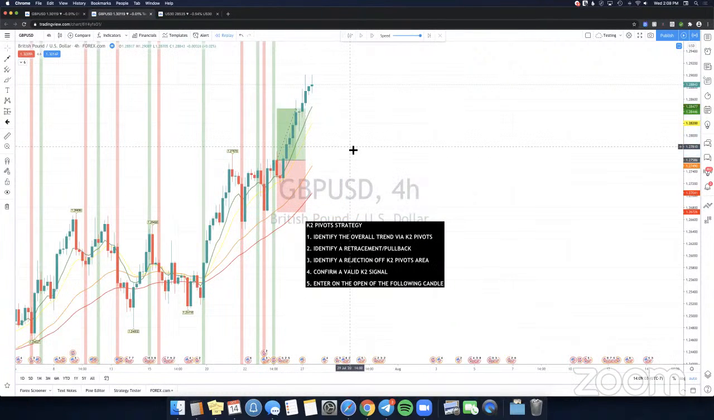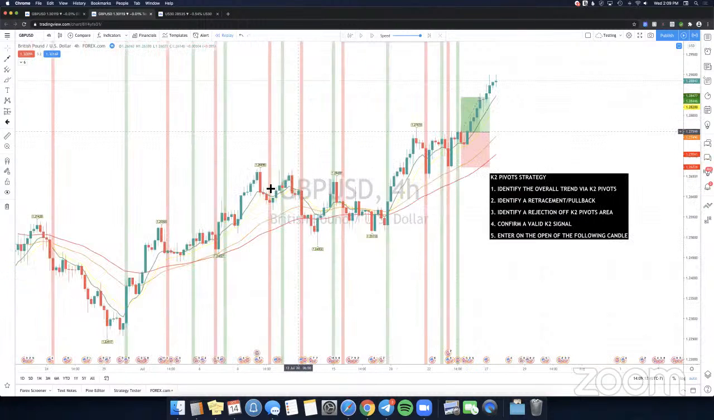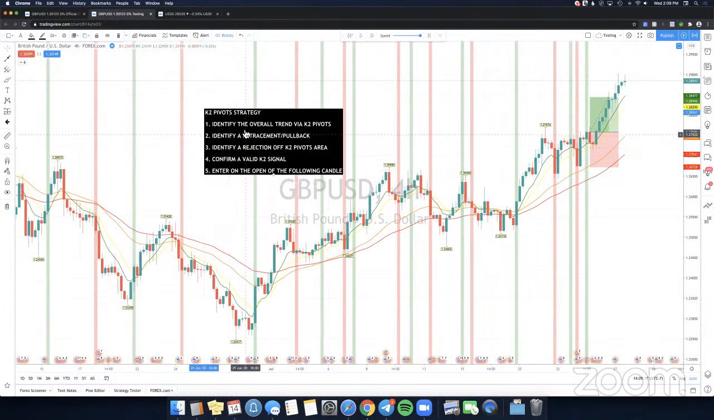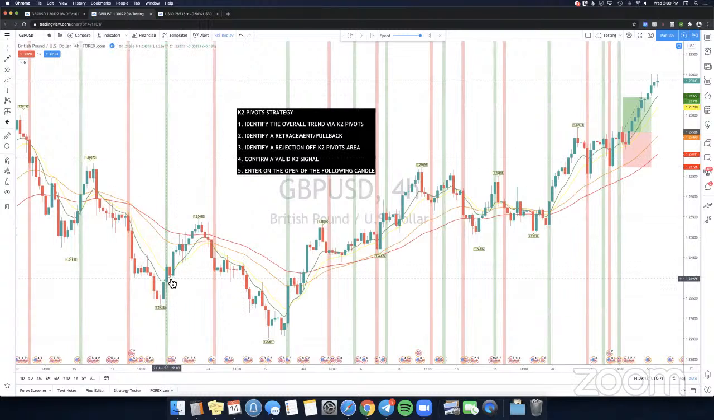Does a K2 signal have to be above the green line? No, it doesn't have to. It depends on, if you're entering a buy, obviously it has to be above the pivots. And if you're entering a sell, it obviously has to be below, because the first requirement is you need to identify the trend. So obviously this would not be an entry here because price is trending down. You're not going to take a buy in the opposite direction. However, you would take a sell here because price is below the pivots, and then we have a sell. Same with right here, price is below the pivots, we have a sell.